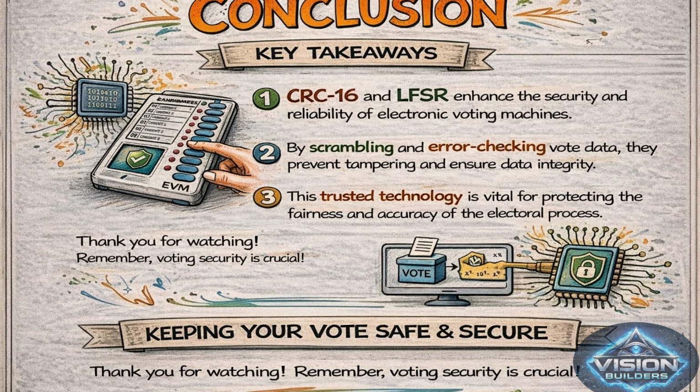To summarize, this system ensures voting security, uses LFSR for data protection, and CRC16 for accurate error detection. Together, it builds trust and reliability in electronic voting systems.